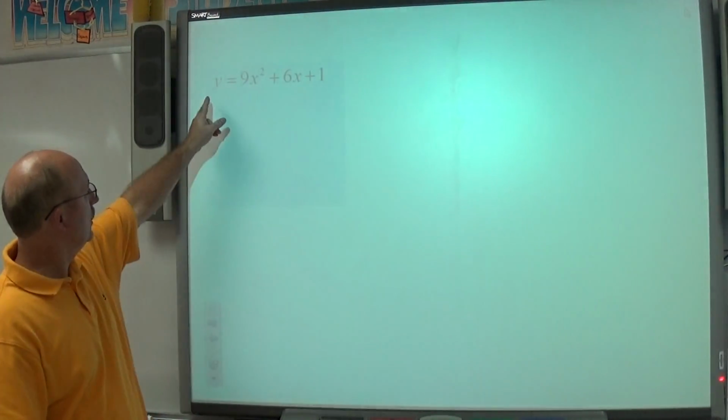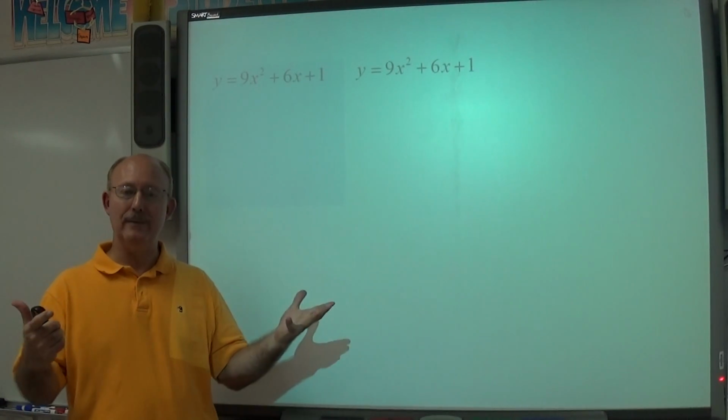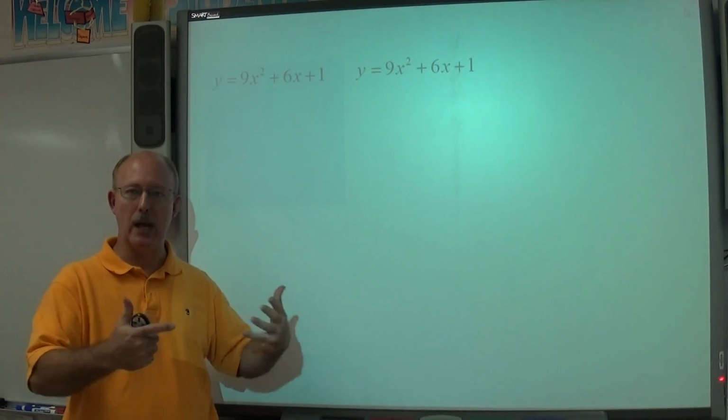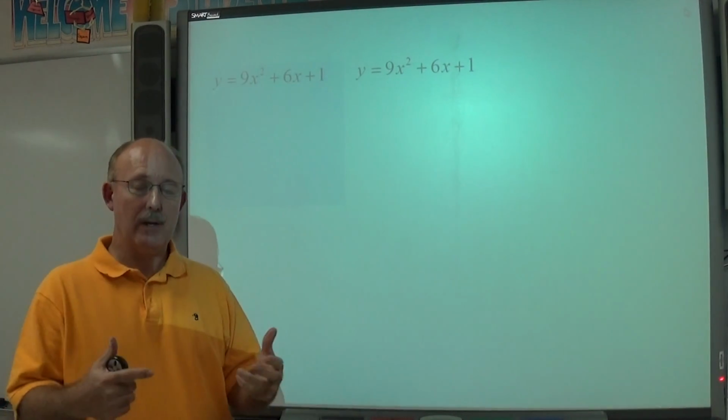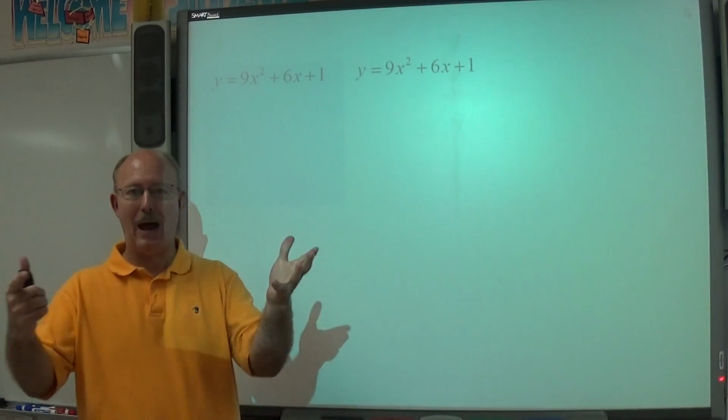Let's take a look at a little problem I've got set up here. Let's take a look at y equals 9x squared plus 6x plus 1. Now we're going to find the derivative of this little polynomial. First of all, let me mention, we don't need the chain rule to get this derivative. That's just the power rule.